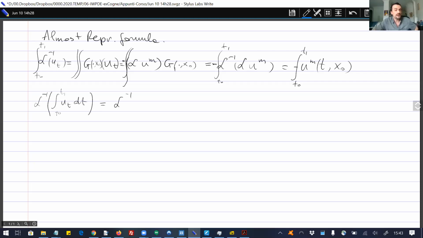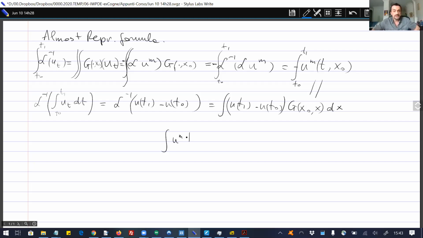And this is just L minus one of u at time t1 minus u at time t0, that we rewrite as what it is: the integral of u of t1 minus u of t0, Green function, x0 x dx. And this is equal to this. Then I prefer to put the minus here and to write the following. So we have that the integral of u to the m, t x0, between t0 and t1 in dt is equal to the integral of u of t0 minus u of t1 times G of x0 x dx. Of course, here the variable is t1 x and t0 say x.